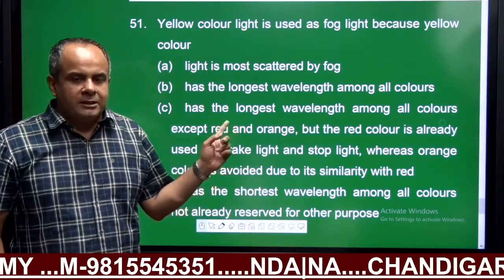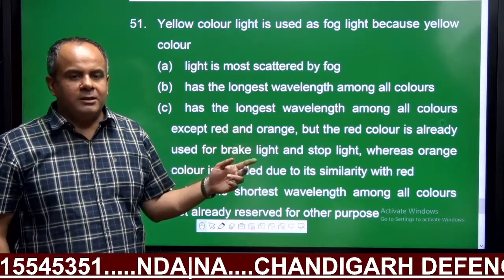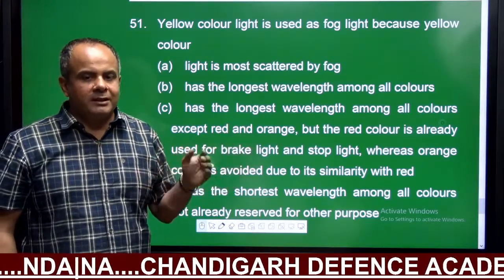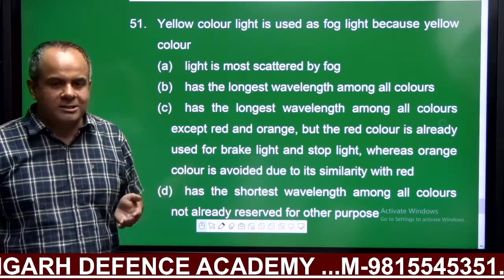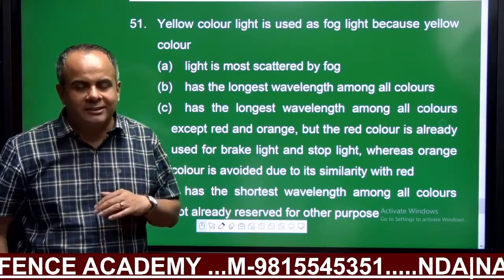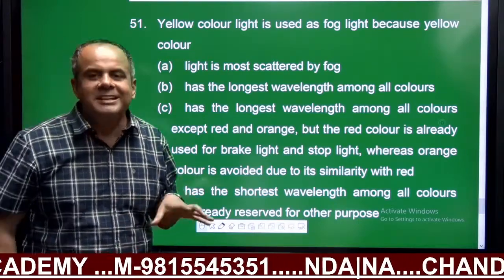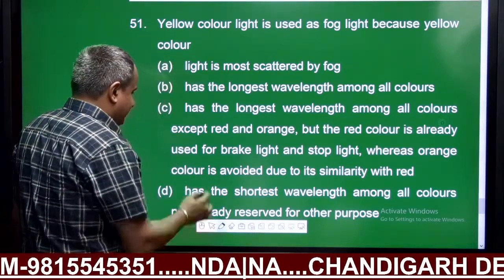C पढ़ते हैं जो. It has the longest wavelength among all colors except red and orange, but the red color is already used for brake light and stop light, whereas orange color is avoided due to the similarity with the red. You won't believe it. This is the answer.